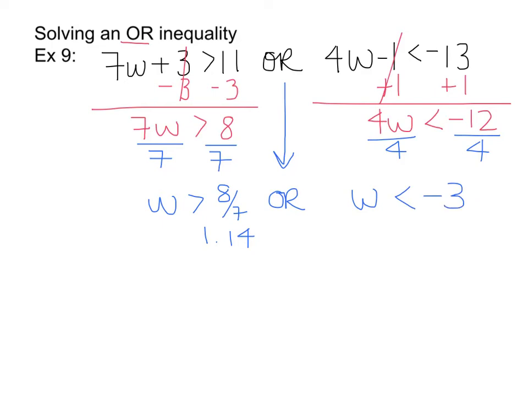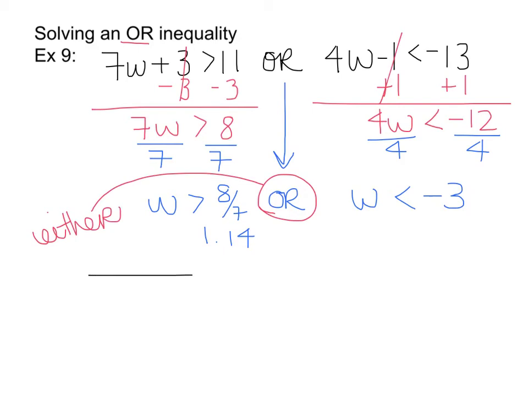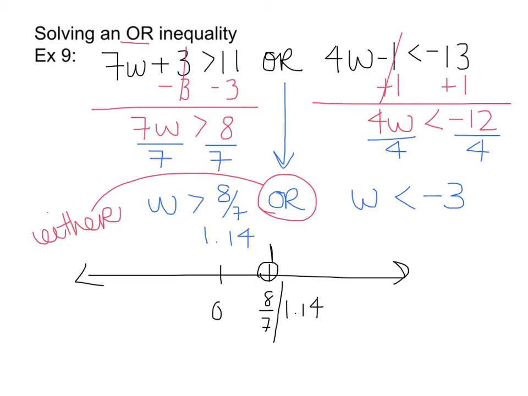Now, when we are answering this question, the word "or" means either inequality must be true. So let's draw our number line. So 0, and 8/7 is positive, so it should go to the right-hand side. Or if you put 1.14, same thing, it's going on the right-hand side. Since it was just greater than, it gets an open circle. Now, is 0 greater than 8/7, or is 0 greater than 1.14? No, so that means I would shade everything on the right-hand side.